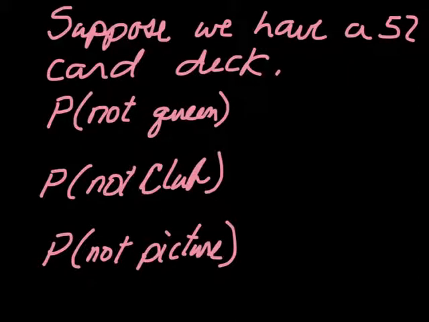So suppose we have a 52 card deck. There are 3 probabilities I want you to find here. The first one is the probability of not getting a queen. The second one is the probability of not getting a club. And the last one is the probability of not getting a picture card. So I'm going to pause the video. You should pause it as well.